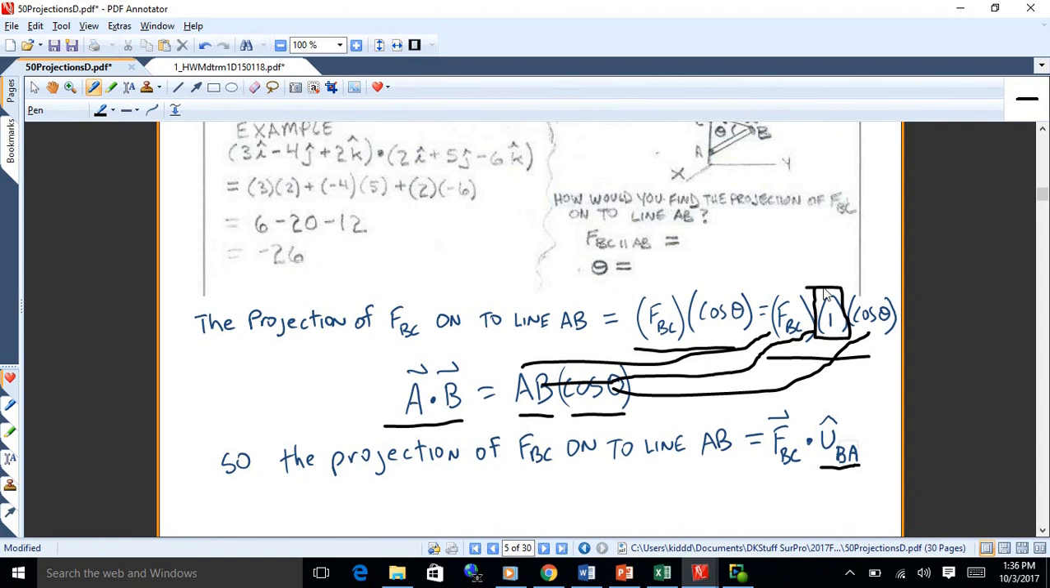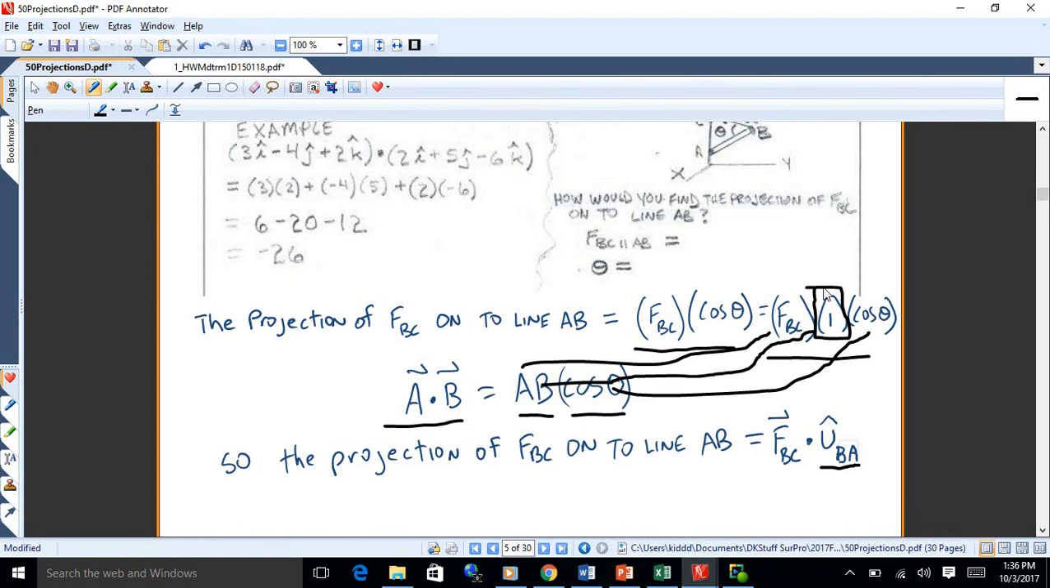It's got to be the unit vector of the line because I don't want the magnitude of the line to enter into this. The length of the line doesn't make any difference. I just want to know how much force is going through that line. I don't care if the line is 2 meters long or 10 meters long or whatever. It doesn't make any difference. I'm just trying to find how much of the force is projected along it, okay?